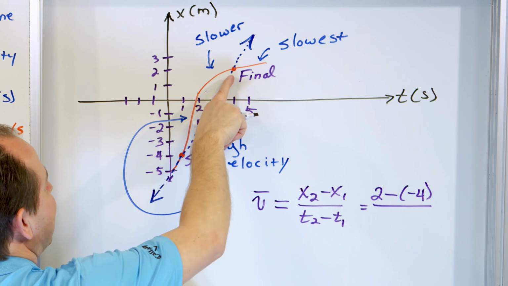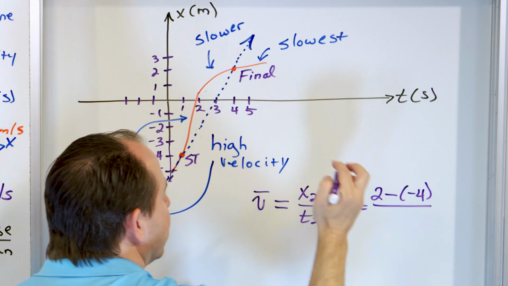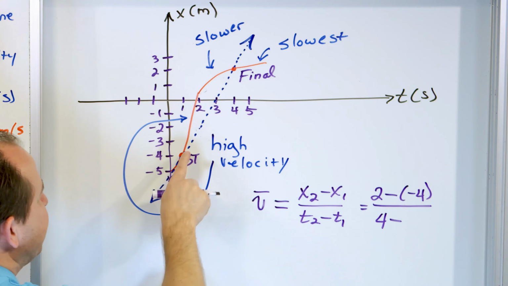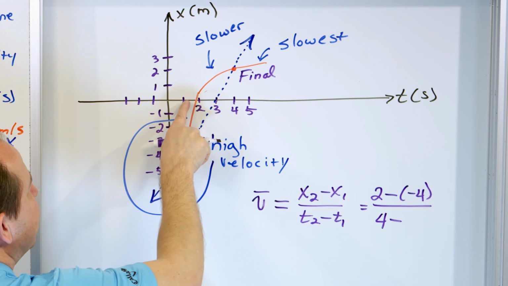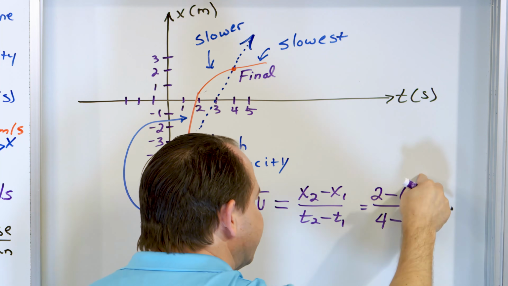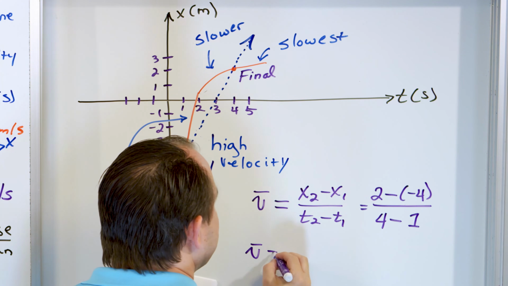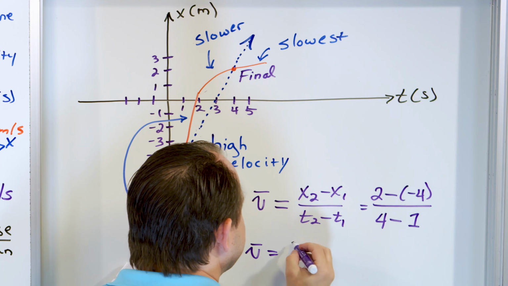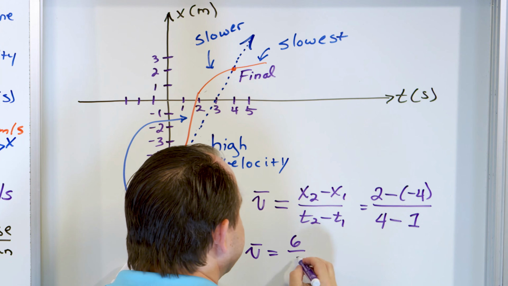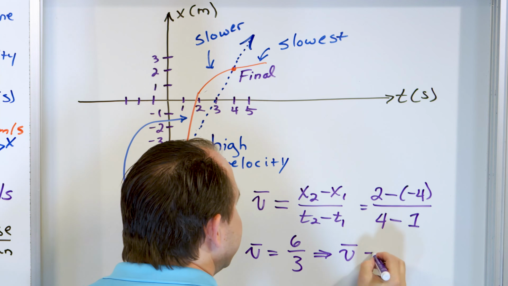Now, again, going back to the final, for the time, this time marking is at 4 seconds, positive 4 seconds. And this initial position over here is at a time of 1 second. So it's final minus initial, final minus initial. All right, so this is going to be a plus sign, so you're going to get a 6 on the top. Here you're going to get a 3 on the bottom. And so the average velocity is 2.